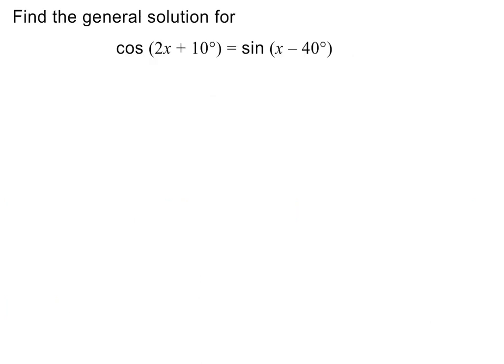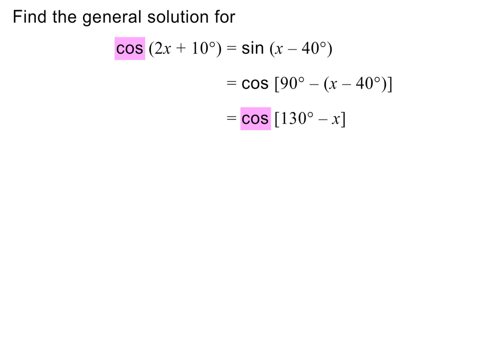Here is another type of equation you may be asked to solve. In this example, sine and its cofunction cosine are given. Step 1 is to get the same function on both sides. To do this, we need to use the cofunction identity, which states that sine theta equals cos 90 degrees minus theta. We then simplify the right-hand side and get an equation with cos on both sides. The equation is now ready to solve.